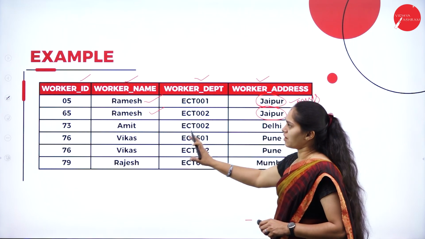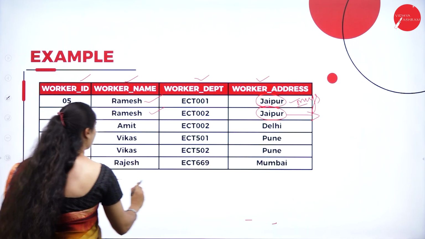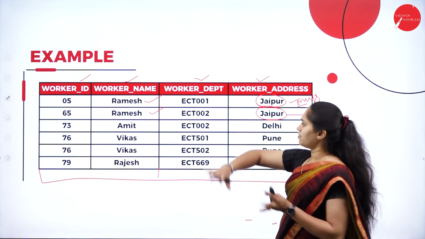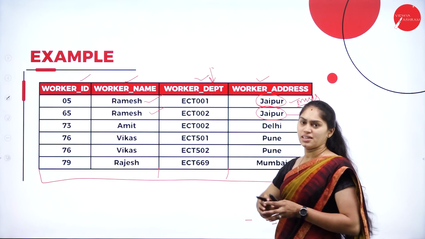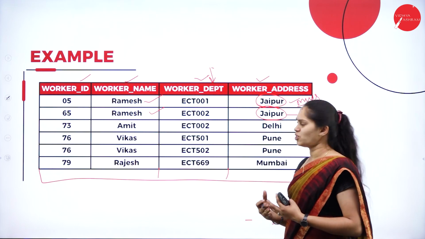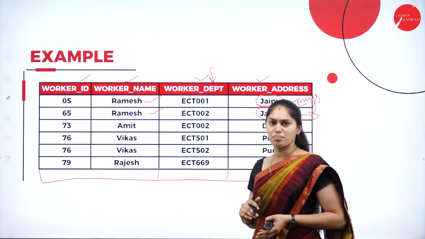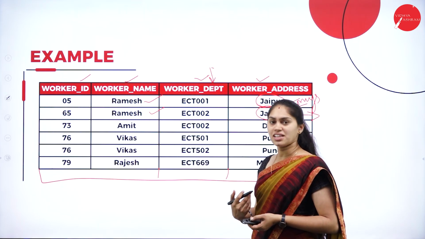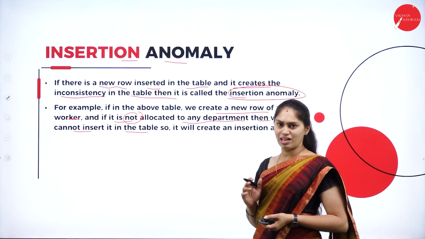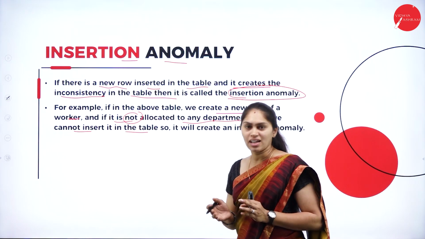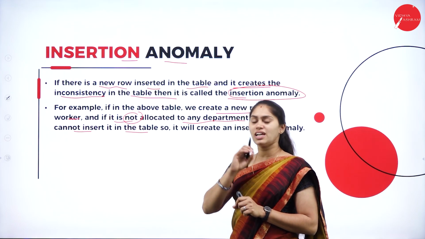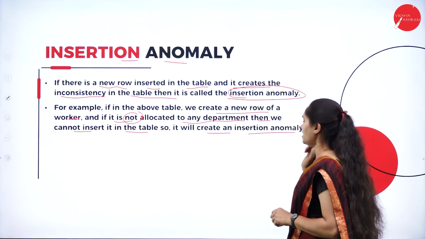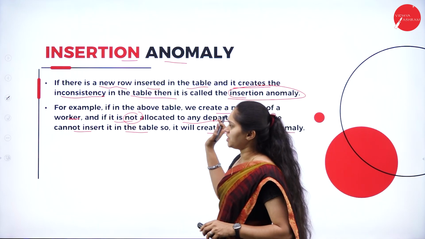See here we have a worker. I wanted to insert a new worker here, but if we don't have any department, or if we are not giving any department to that worker, then there will be an inconsistency. How can I get to know which department that worker belongs to, and the department name and work address? We won't be able to understand. At that time, we can find this insertion anomaly. So whenever we find some inconsistency at the time of inserting rows into a table, we call that an insertion anomaly. It will create an insertion anomaly if we don't find any department for a particular worker.